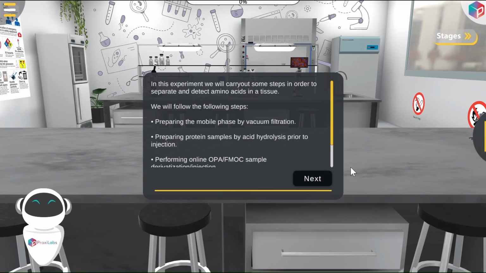Welcome to the High Performance Liquid Chromatography of Proteins experiment. In this simulation, we will go through a series of steps to separate and detect amino acids in a tissue sample. The following tasks will be performed.